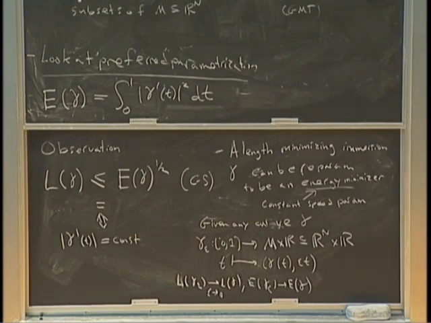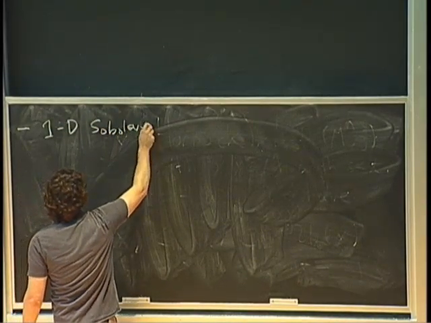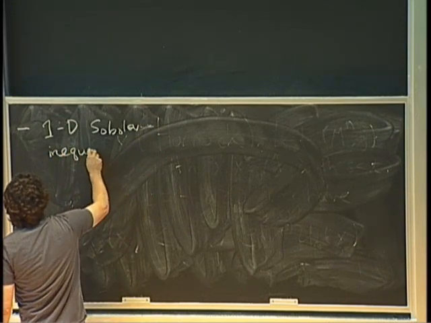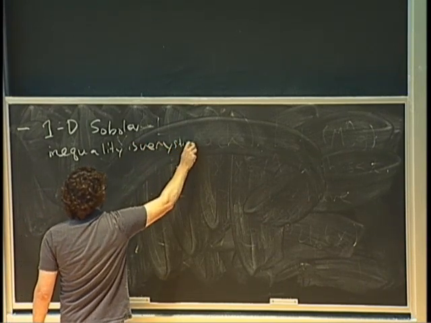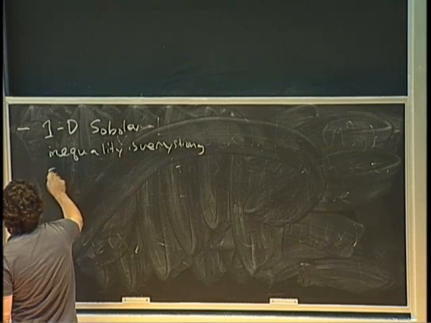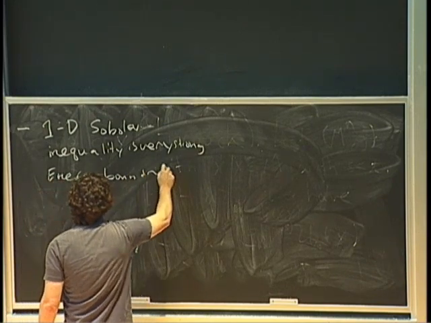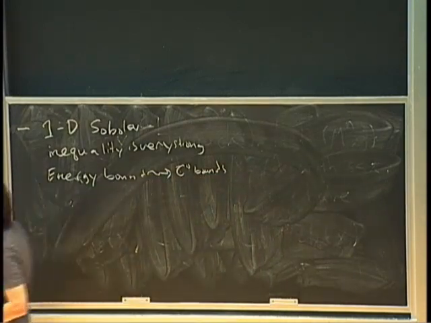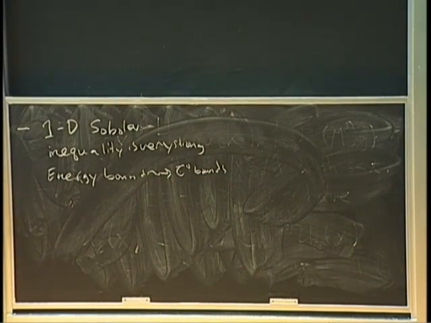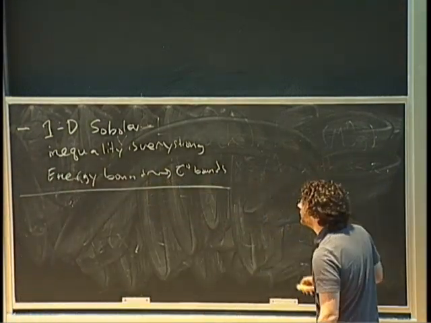But I just want to point out that what we're really using here is the fact that the 1D Sobolev inequality is very strong. The idea is that this energy bound in 1D gives you C0 bounds, in fact more than C0. In other words, controlling the energy really does control the parameterization, which is, of course, impossible for the length. And we'll see a similar thing in 2D.